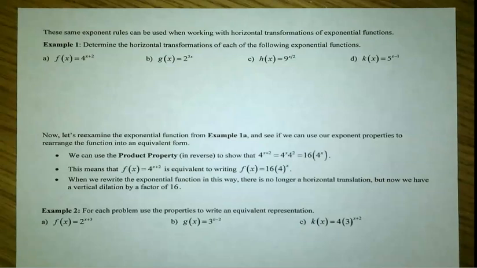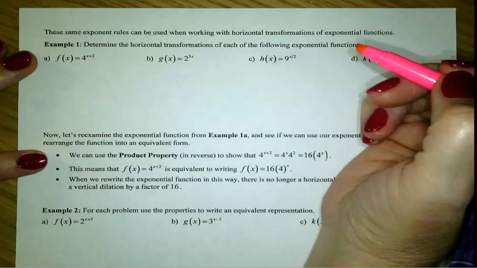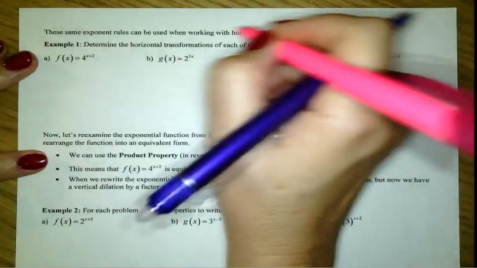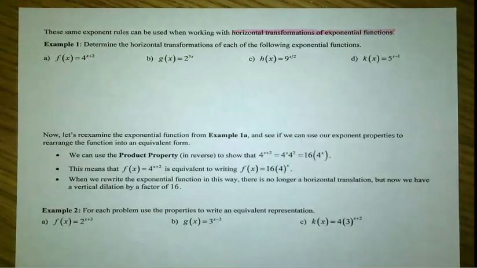Okay, so now we're going to look at a little bit more of the modeling and thinking about different representations. And in this particular situation, we're talking about the same exponent rules, but they can also be used when working with transformations. So since it's exponential and the variables would be up in the powers, we can explore this horizontal transformation of exponential functions. And so what that means is we're going to first start by just practicing looking at what the transformations would be, and then we're going to use our exponent rule to figure out how we can rewrite them.